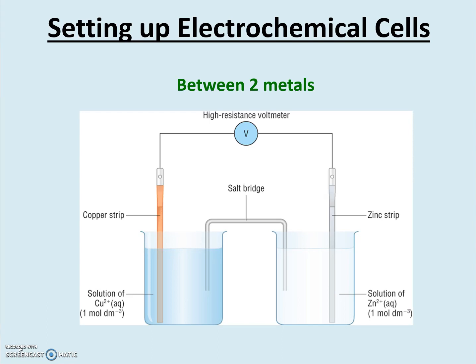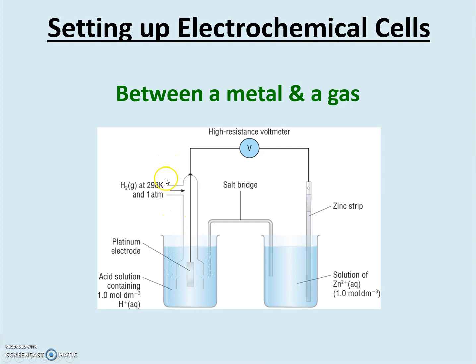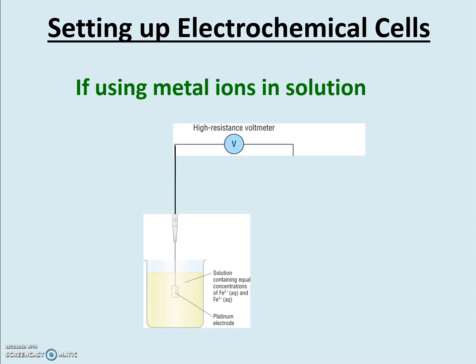Different electrochemical cells. If you've got two metals being connected together, or you could have a gas and a metal being connected together, so a gas half cell. In this case, on the left hand side it's the standard hydrogen electrode, and here we're just trying to measure the EMF, the electrode potential of zinc. Or you could use metal ions in solution, such as Fe2+ and Fe3+ together, again using an inert platinum electrode.